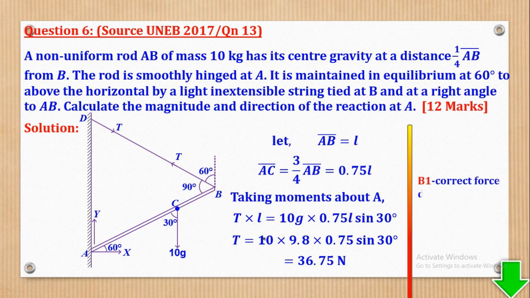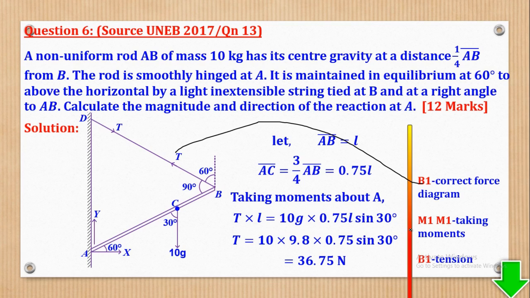So before we go to the next slide, let's see how marks can be awarded for this slide. M1 for the correct force diagram drawn using a ruler, M1 for taking moments anti-clockwise and also clockwise and equating the two, then B1 for tension.